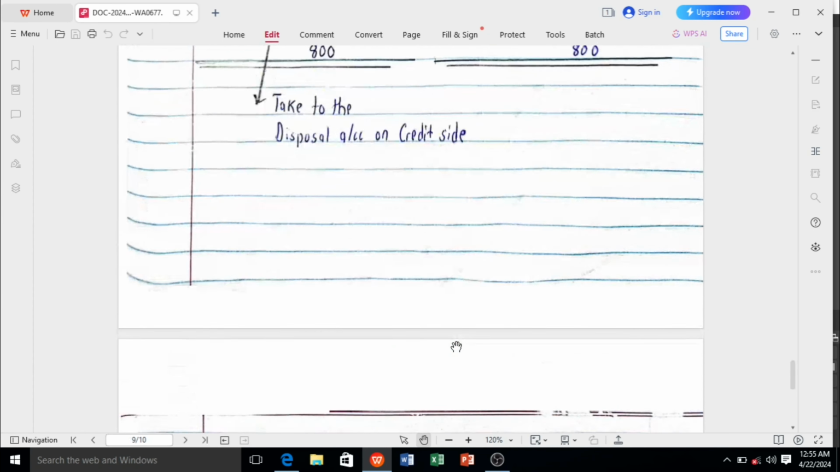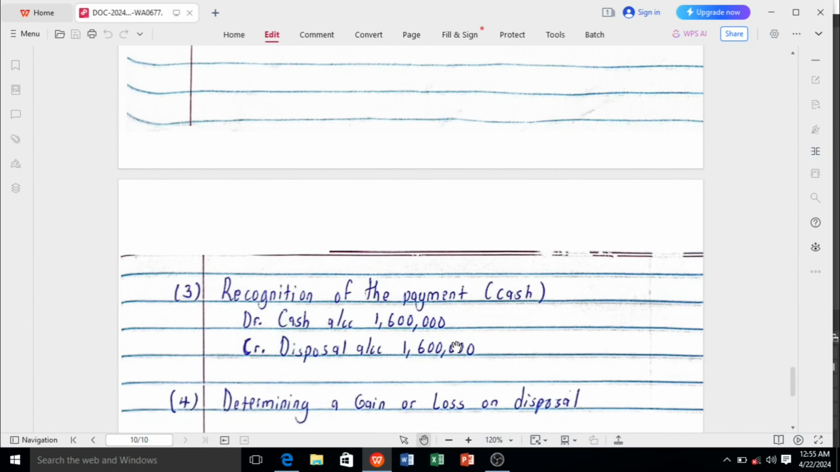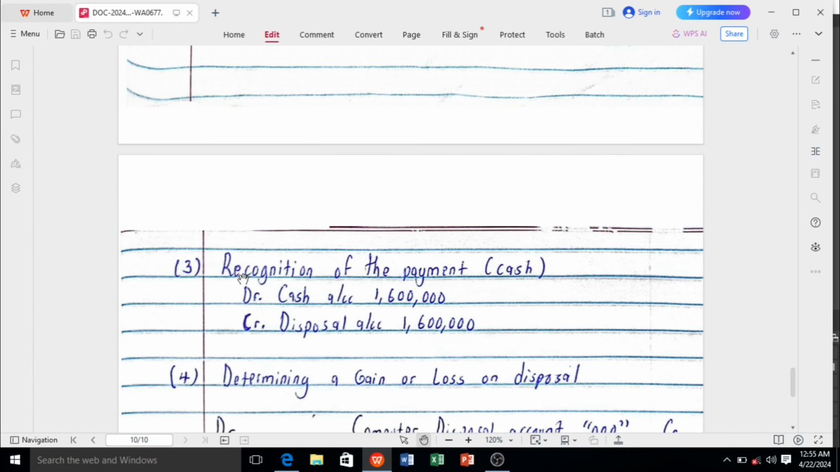We can now go to the third one. So we are going to recognize the payment, which was cash. So you know that this person received 1.6 million. So we are going to debit cash, and since cash is an asset, credit the disposal account. Since we are not required to show the cash account, we shall only show this treatment on the disposal account.